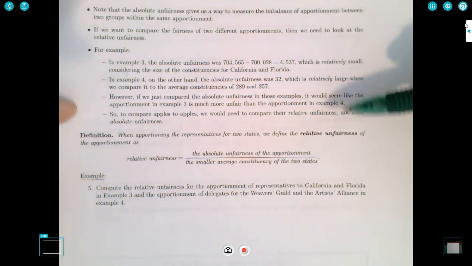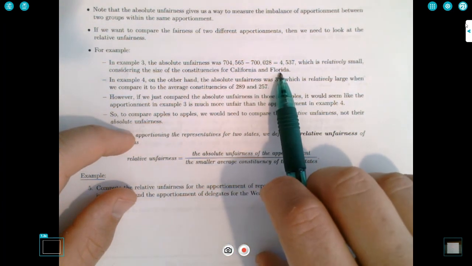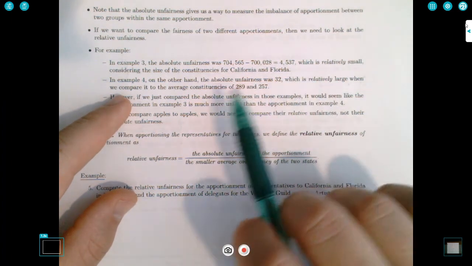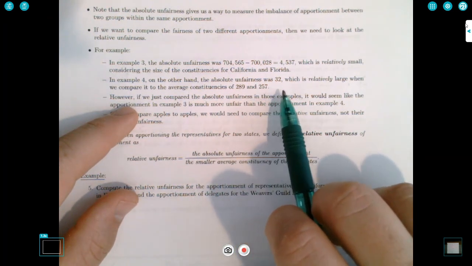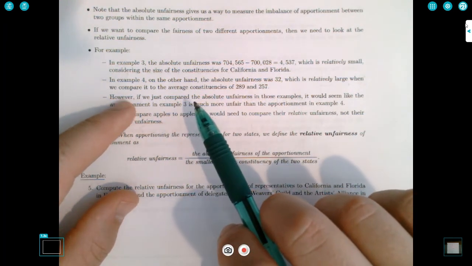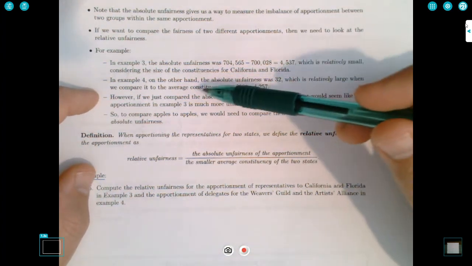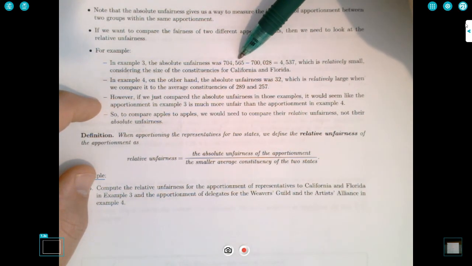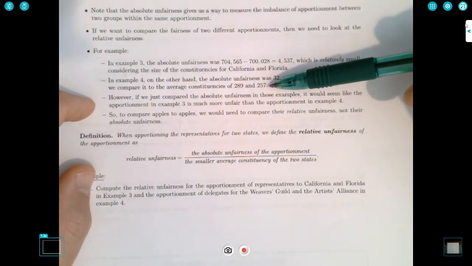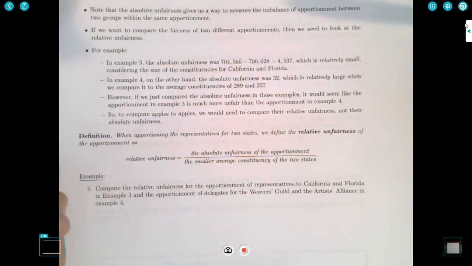Here I'm just saying exactly what I said before. In example 3, the absolute unfairness was 4,537, which is relatively small considering the size of the constituencies for California and Florida. In example 4, on the other hand, the absolute unfairness was 32, which is relatively large when we compare it to the average constituencies of 289 and 257. However, if we just compared the absolute unfairness in those examples, it would seem like the apportionment in example 3 is much more unfair than the apportionment in example 4, and that's just not true. So to compare apples to apples, we need to compare the relative unfairness, not the absolute unfairness.